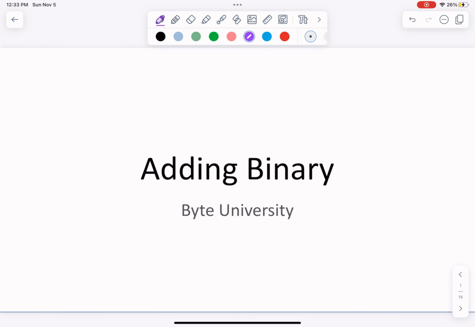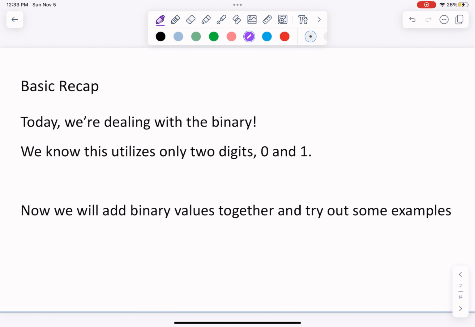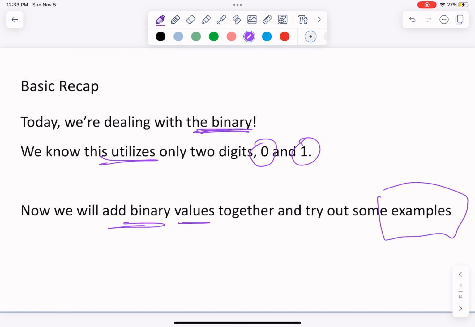Hello. Today we're going to be talking about binary addition. Let's begin with a pretty basic recap. Today we're dealing with the binaries. Binary only utilizes two digits, a 0 and a 1. We've seen this in our past couple videos. Today we're going to add binary values together and try out some examples.